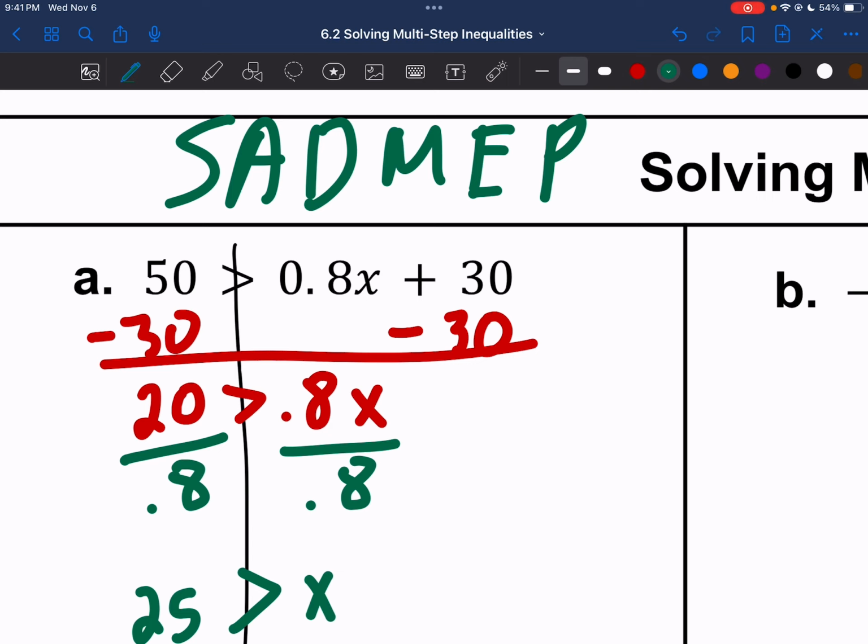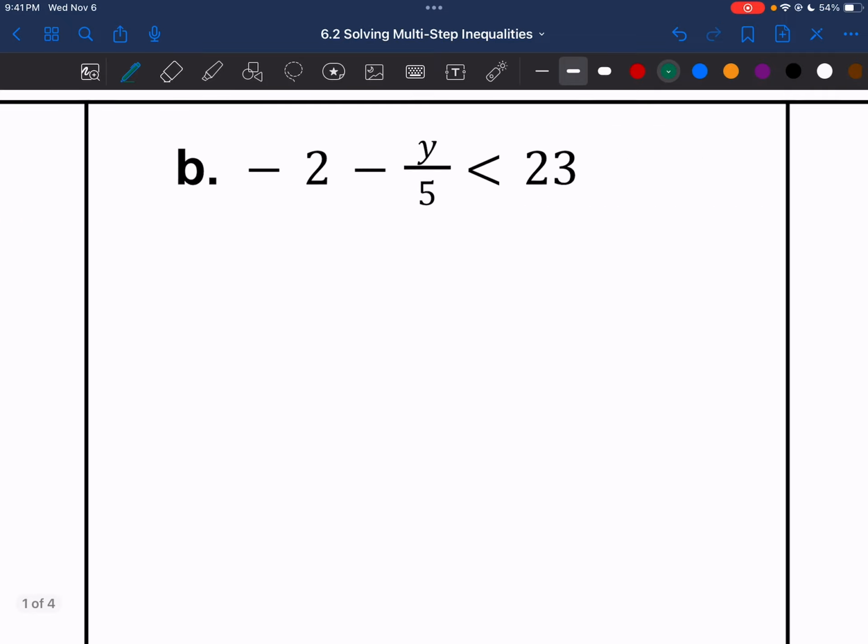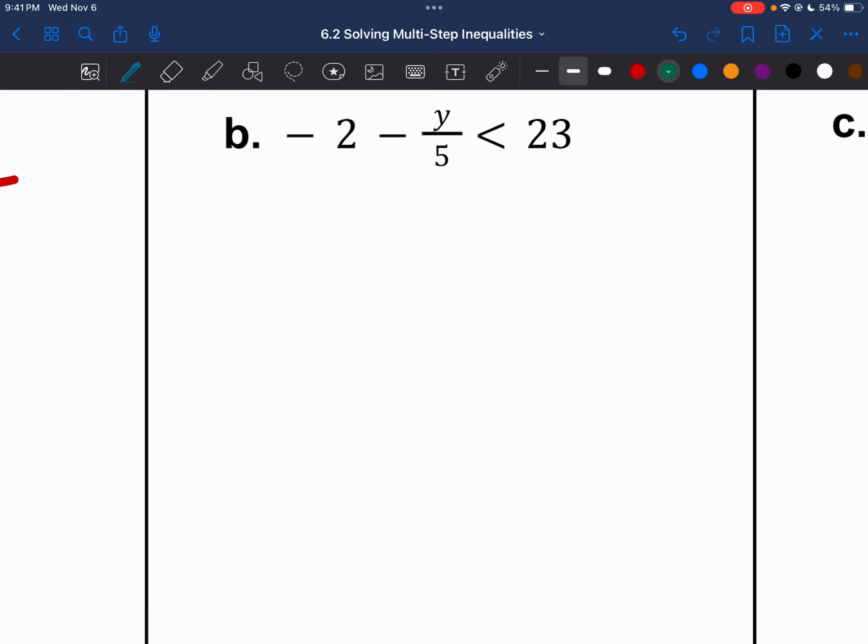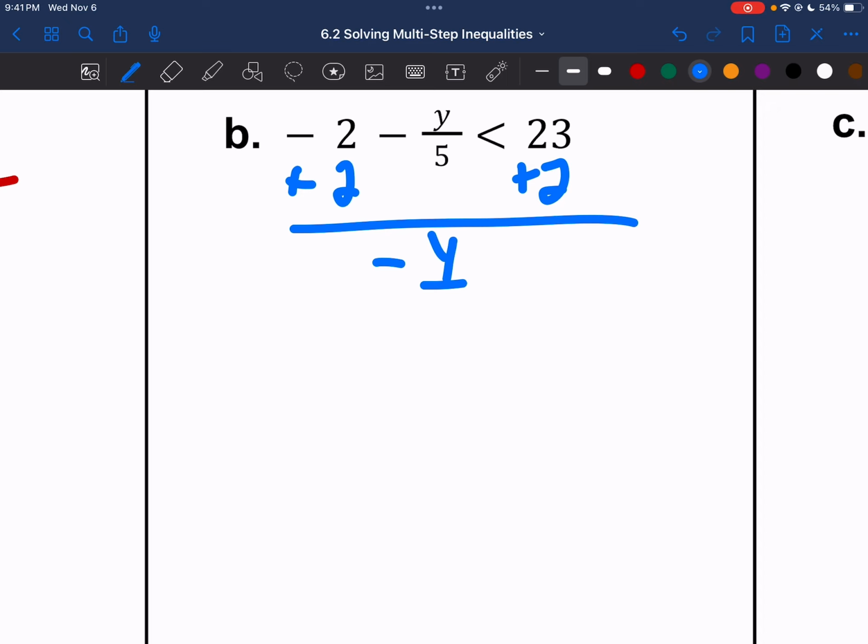So we are approaching this the same way we did equations using SADMEP. We start with the addition and subtraction on the outside, and then we work our way closer to the variable from there. So, letter B, we have negative 2 minus y over 5 is less than 23. So my first step, the opposite of minus 2, is plus 2. We get negative y over 5 is less than 25.